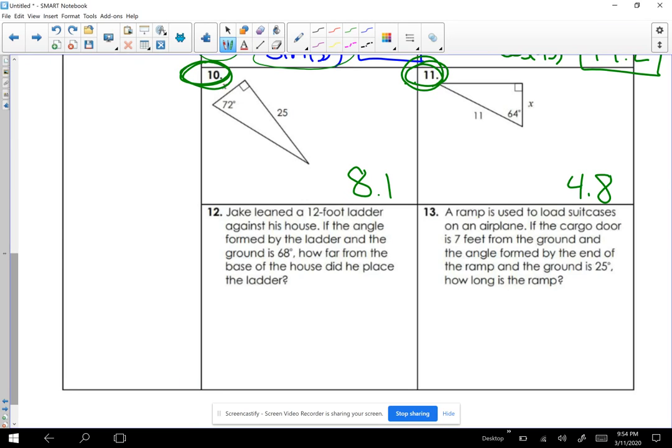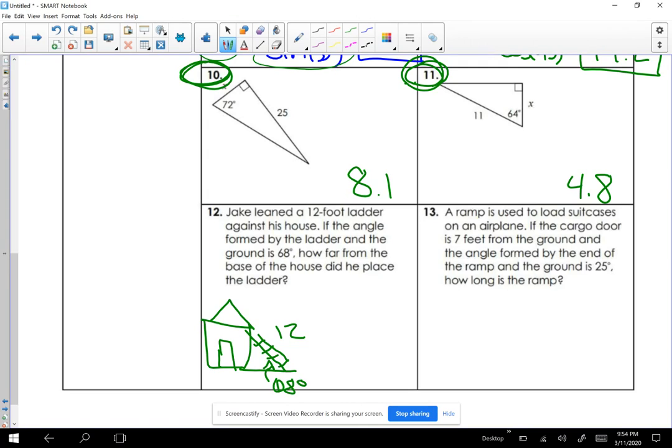So it says Jake leaned a 12-foot ladder against his house. So here's Jake's cute little house. And then he leaned a 12-foot ladder against that house. So here's my ladder. And that's 12 feet. Then it says the angle formed by the ladder and the ground, so here's my ground, is 68 degrees. So that angle is 68 degrees.